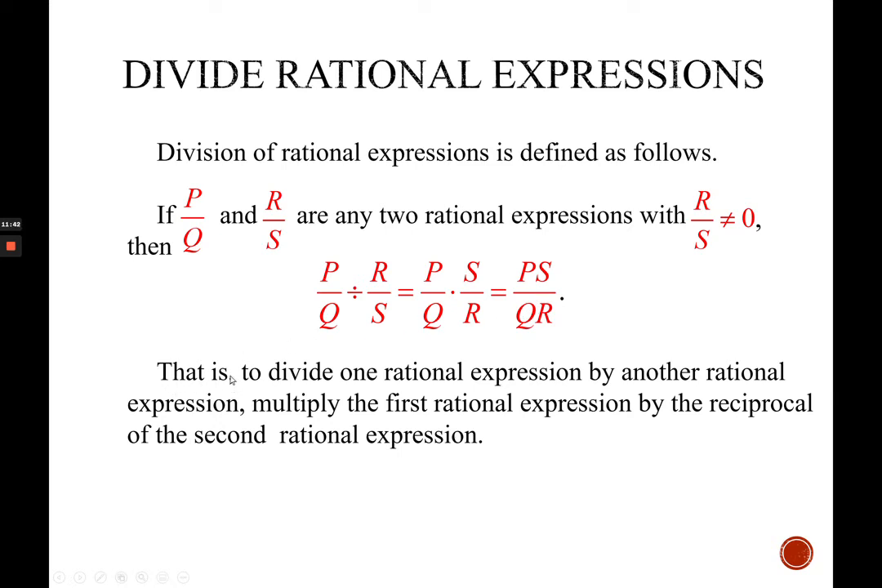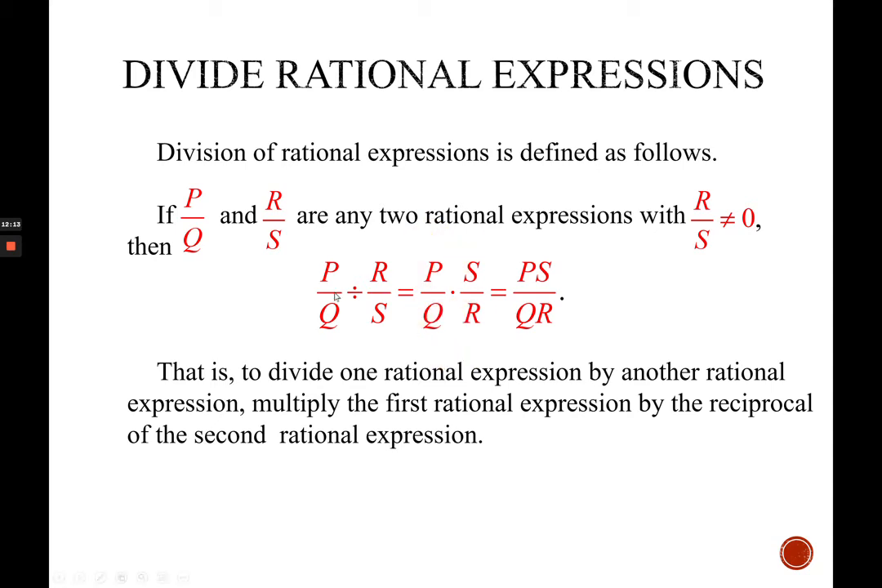That means to divide one rational expression by another rational expression, multiply the first rational expression by the reciprocal of the second rational expression. Reciprocal. What happened here is that the R was flipped. R went down, S went up, the division becomes multiplication. Okay?